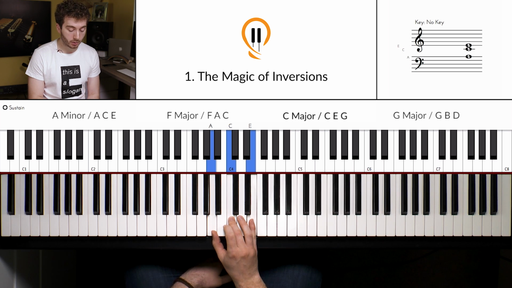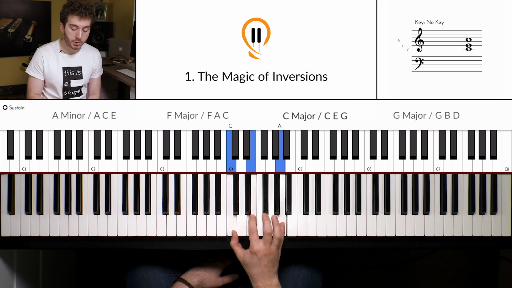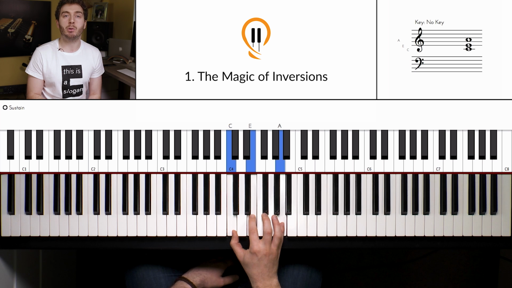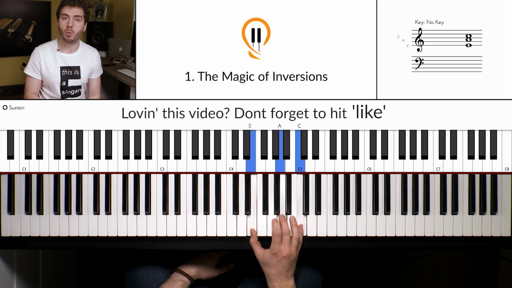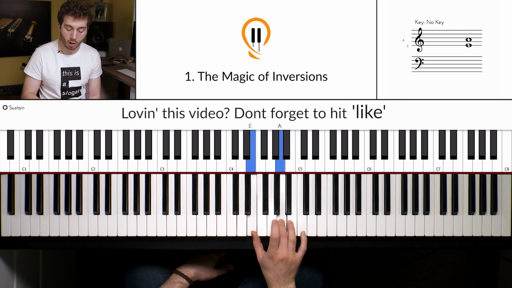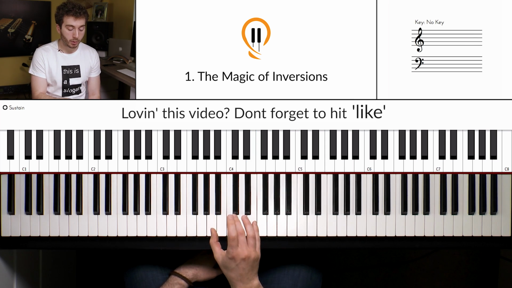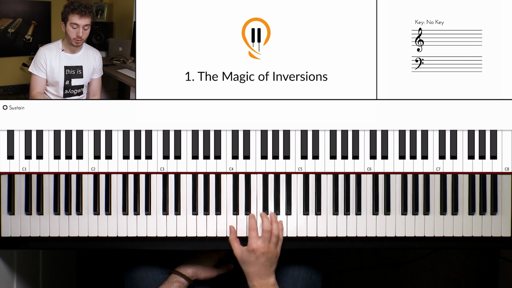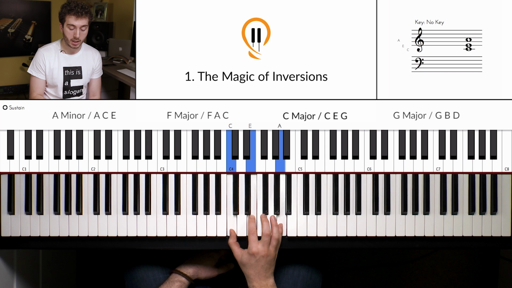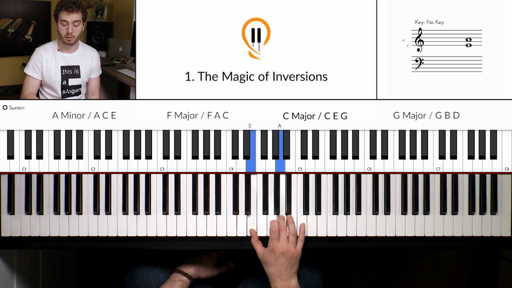All we do for inversions is we take those numbers and we put them in a different order. So instead of 1, 3, 5, I'll do 3, 5, 1. That would be the first inversion. That's what we call the first inversion. And then we'll take 5, 1, 3, like this, and that would be the second inversion. So we've got root, which is the simple 1, 3, 5. We've got first inversion, 3, 5, 1, and then we've got the second inversion, 5, 1, 3.